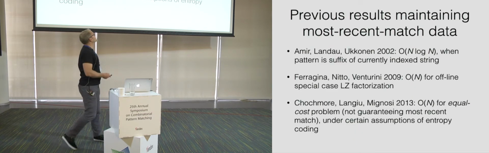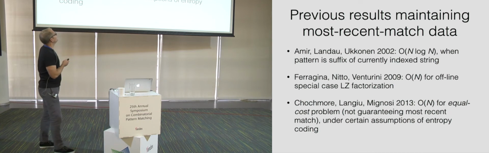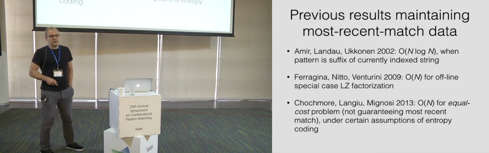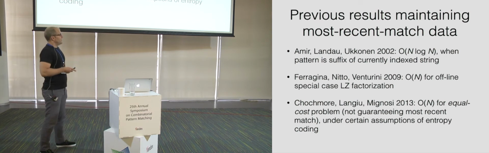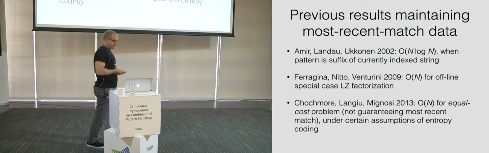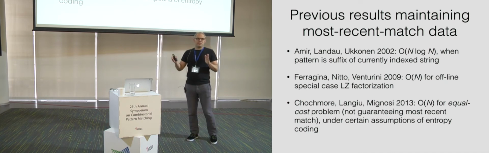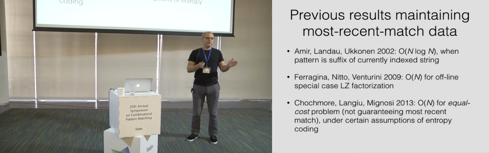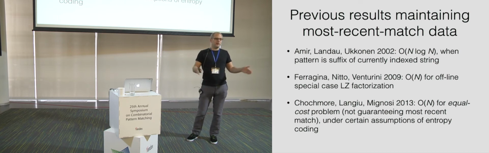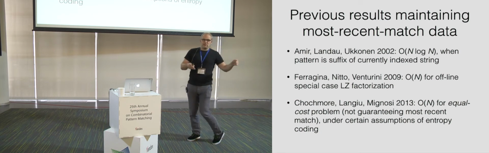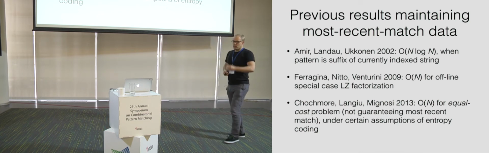There's one paper by Amir, Landau and Ukkonen that does this with a logarithmic additional factor, except that it doesn't solve the general problem. It only finds the most recent match of suffixes of the currently indexed string. So you can only match at the end of what you're currently looking at with the window. And I'm not sure it even solves the sliding window problem anyway.